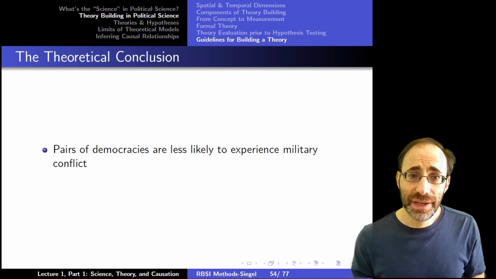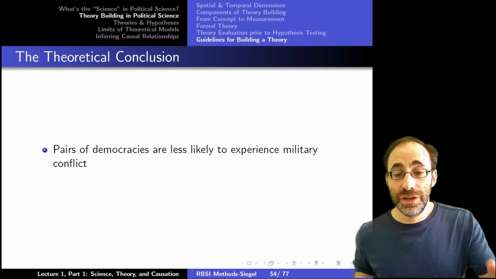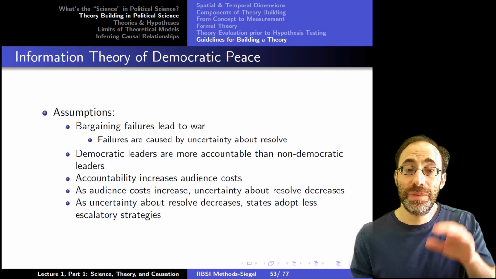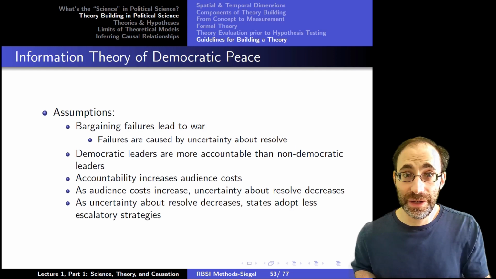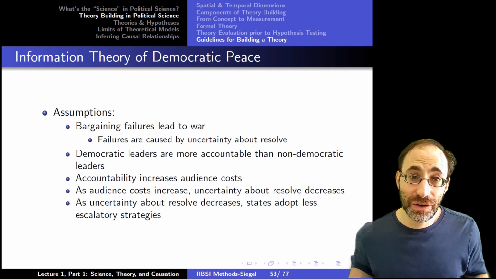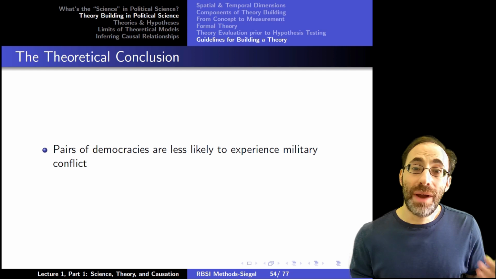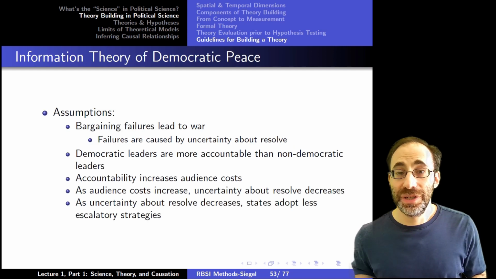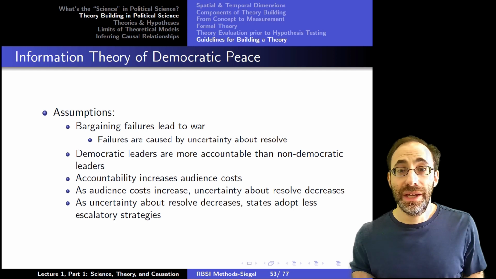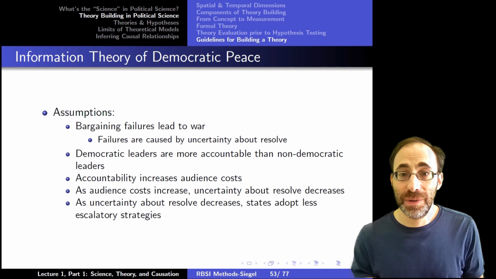A good theory is not tested only by its single conclusion. So the fact that pairs of democracies might be less likely to experience military conflict does provide support for this informational theory, but it also supplies support for any theory that leads to the same conclusion. Rather, we want to have a theory that produces multiple testable hypotheses. In this case, we could test aspects of audience costs. Right? How do they work? Do people actually experience them?